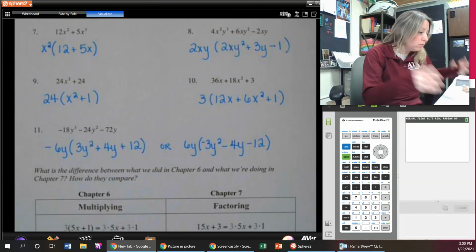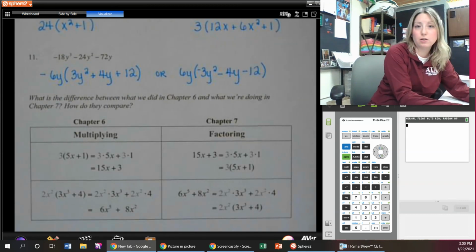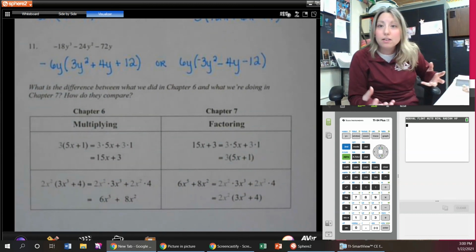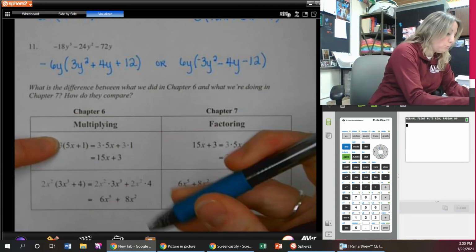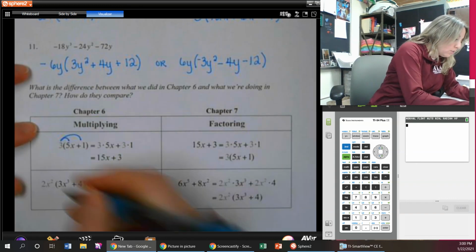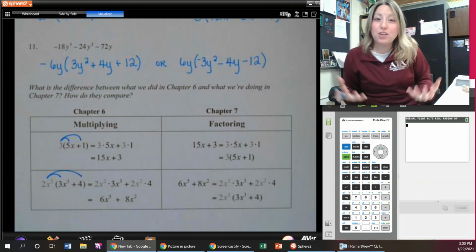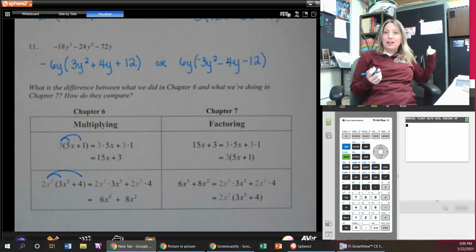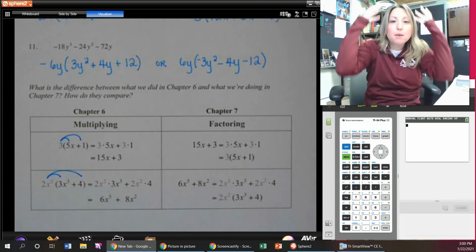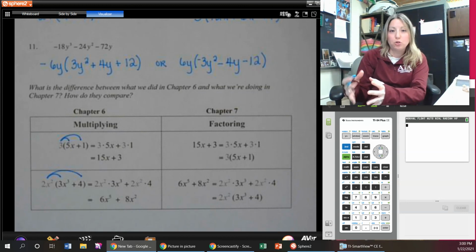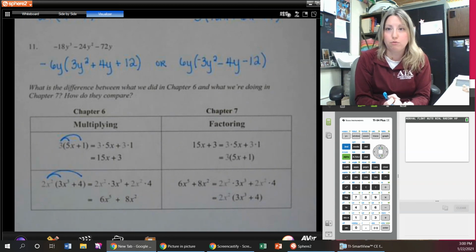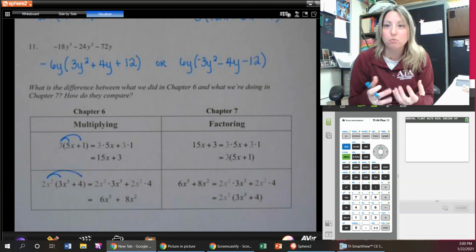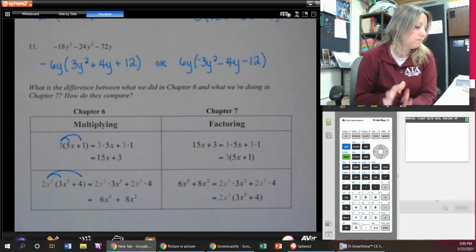All right. So what's the difference between what we were doing in chapter 6 and what we're doing in chapter 7? Well, in chapter 6, we had that number on the outside of the parentheses and we distributed it, right? In chapter 7, we're going backwards with that. We're pulling that piece back out of each of those terms with the leftover left behind. That's what we're doing in chapter 7. So it's undistributing.